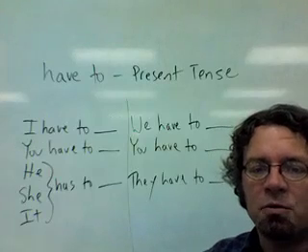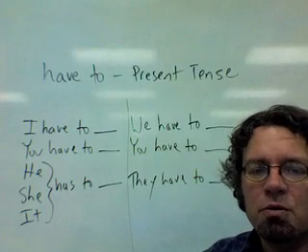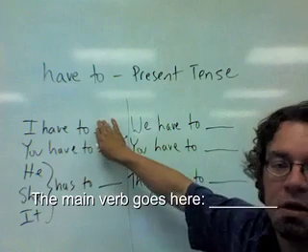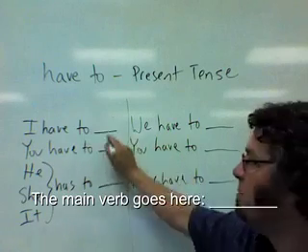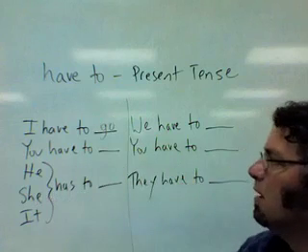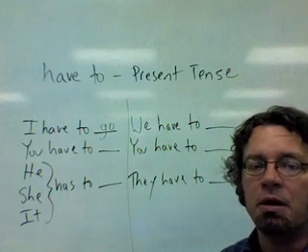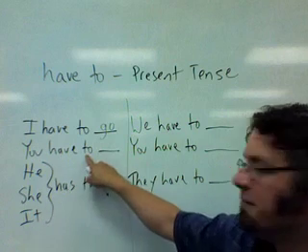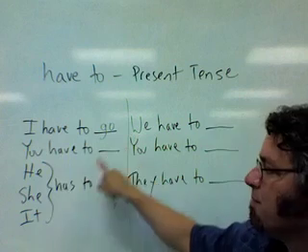This is what have to looks like when you use it in the present tense. The main verb goes here. If the main verb is, for example, go, I have to go shopping. I have to go to work. You have to, and then the main verb.